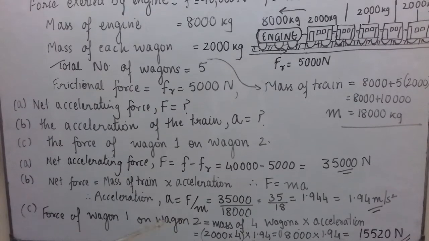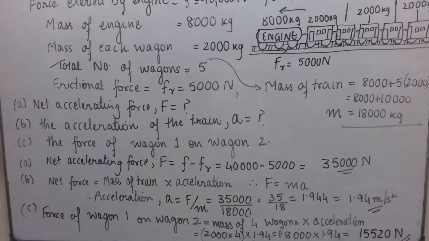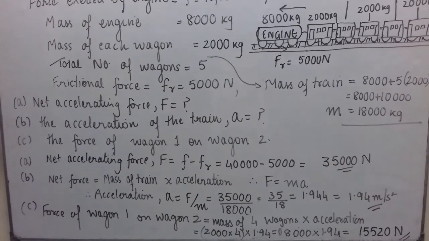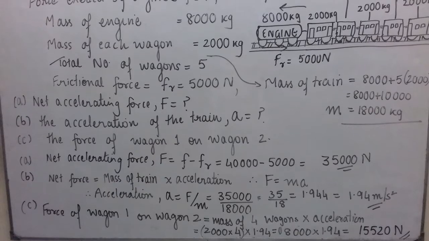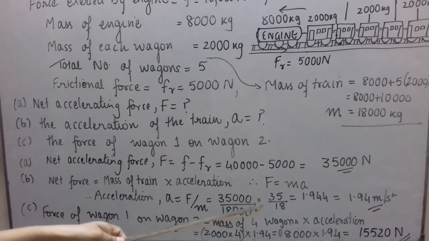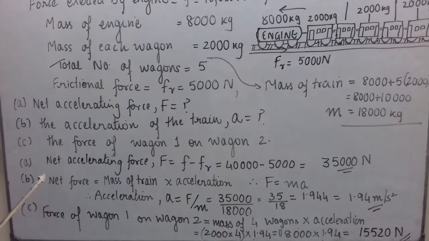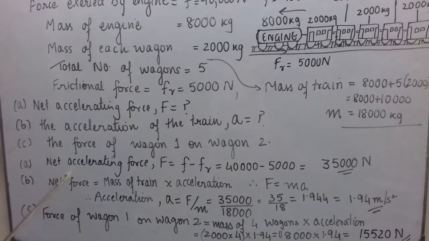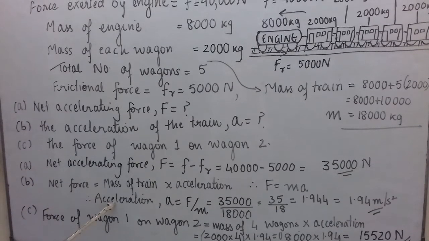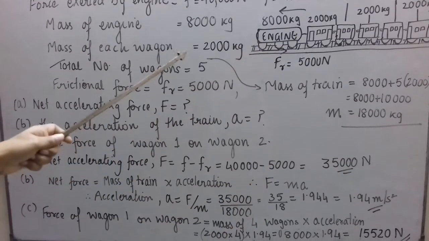So this point you should remember that we are not going to take mass of the second wagon only, we are going to take mass of all the wagons which are lying behind wagon 2 also, along with mass of the second wagon. So we have mass of 4 wagons into acceleration. Now the acceleration that we have found in the B part. This acceleration is same for each part of the train.